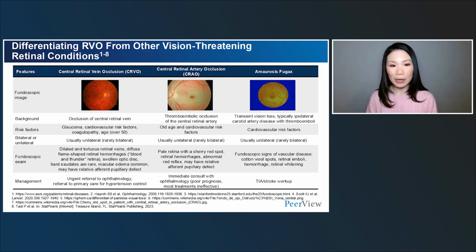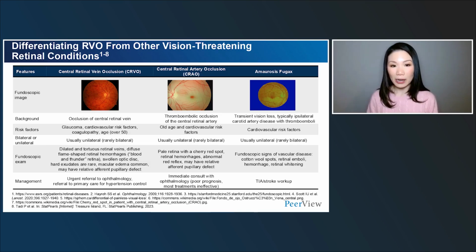The other thing I want to point out is some of the features that you'll see on fundoscopic examination. The retinal vessels will be very tortuous. They won't be the general pattern that you see; they'll look more snake-like, and that should be one clue. A lot of times you'll see this blood and thunder appearance, with diffuse retinal hemorrhages throughout the field of the retina. A lot of times you'll see a swollen optic disc. So when you're looking at the optic nerve with your direct ophthalmoscope, one of the things you should look for is how sharp or not sharp the margins are, because that can clue you into a number of different diagnoses.